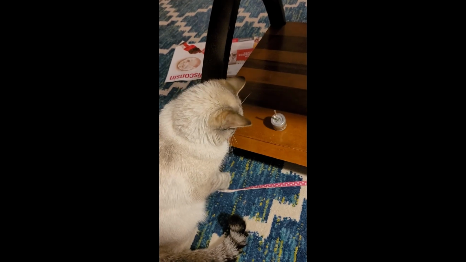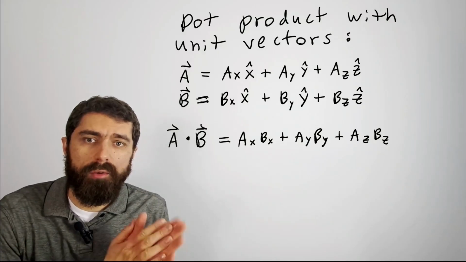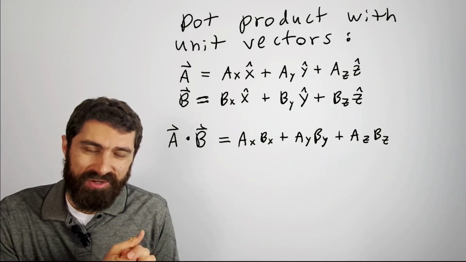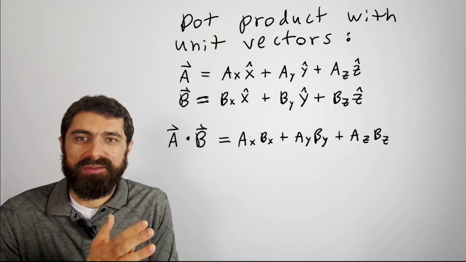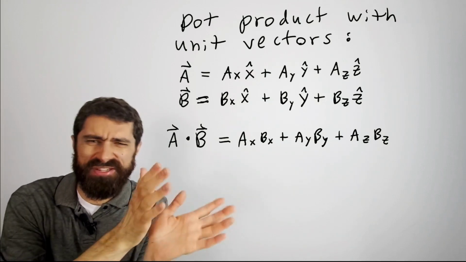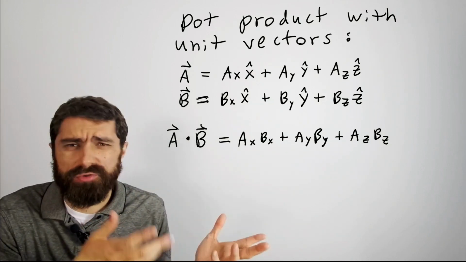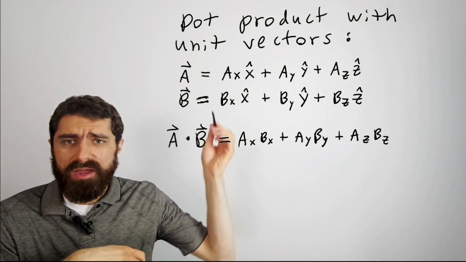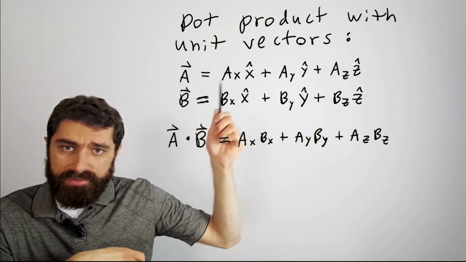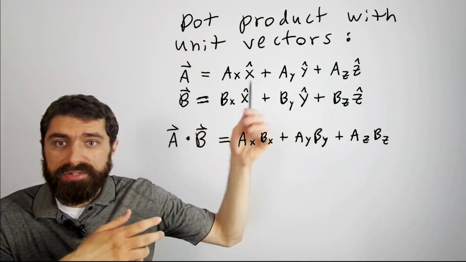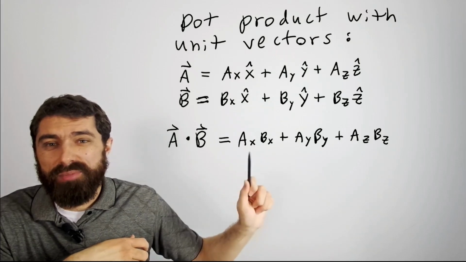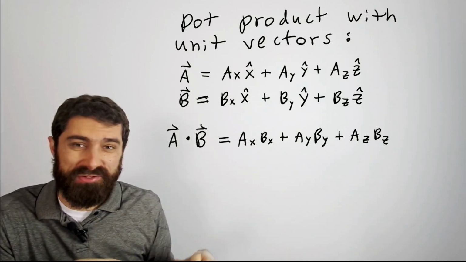One thing I want to mention is that when we use unit vectors, the dot product becomes really nice and easy. We don't have to figure out the angles between the vectors and go through a bunch of trigonometry. Basically, if you've got two vectors here with x, y, and z components, then to find the dot product, you simply multiply their components together and add them all together like that.